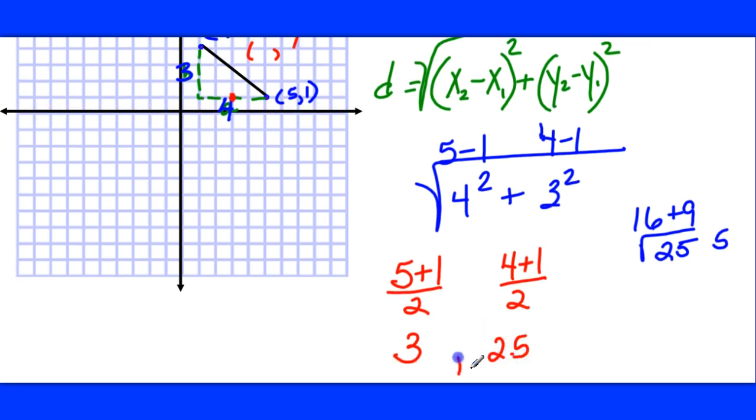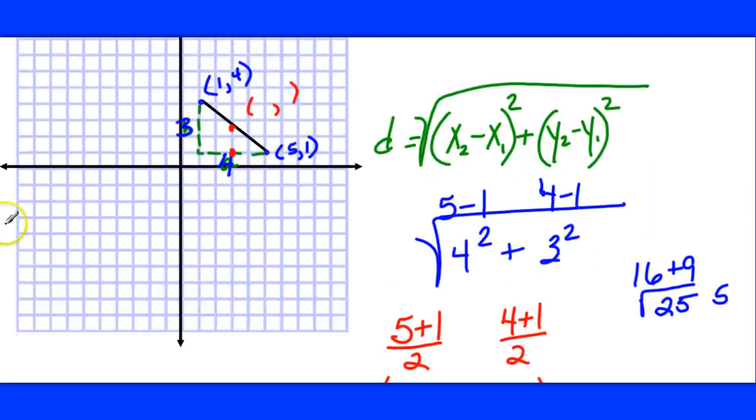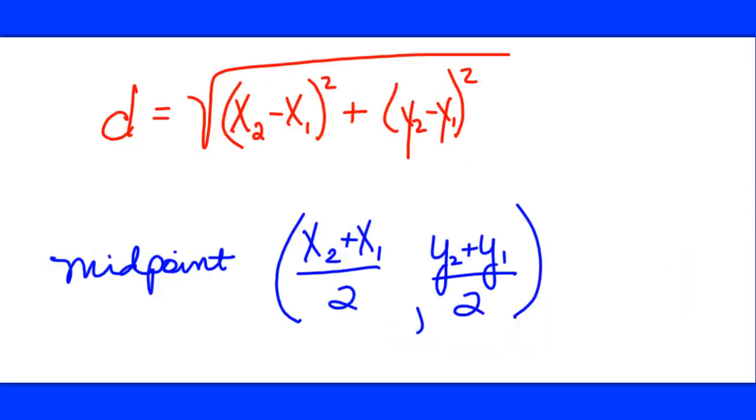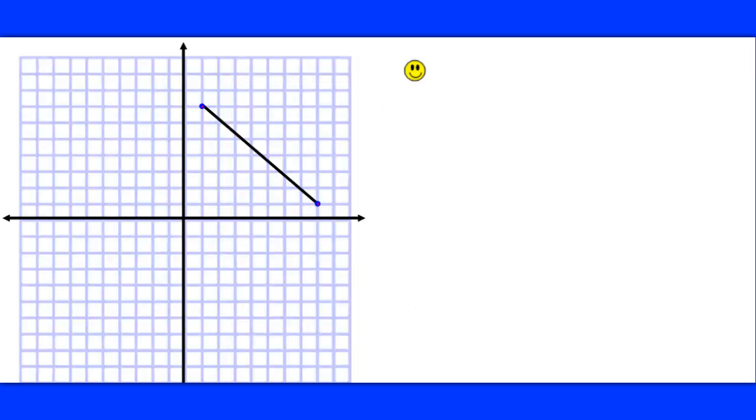So if I go to the point 3, 2.5: 1, 2, 3, up 2.5, there I am, right there at the midpoint. Okay? These are the formulas for those. You need to know those and be able to use them. Okay? Ready? Pause the video. Try it. I want you to find the distance, and I want you to find the midpoint.